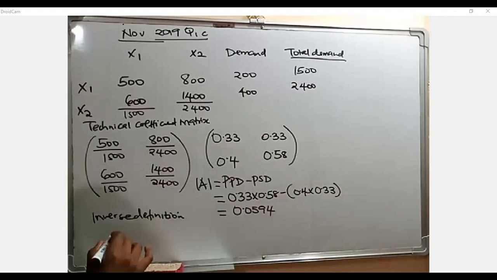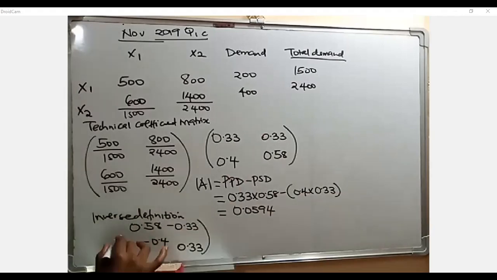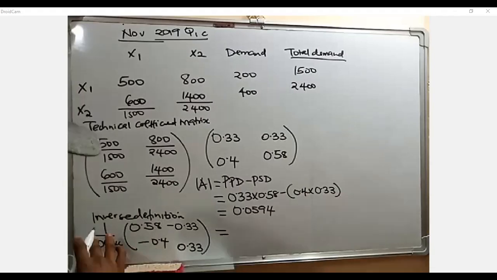So it will be 0.58, and then up we have 0.33. Then here we have negative 0.4, and here we have negative 0.33. Then we multiply it by 1 over the determinant, 1 over 0.0594. Right? So this is a scalar matrix, you know that. In this case, let's first open these brackets by multiplying by 1 over the determinant.